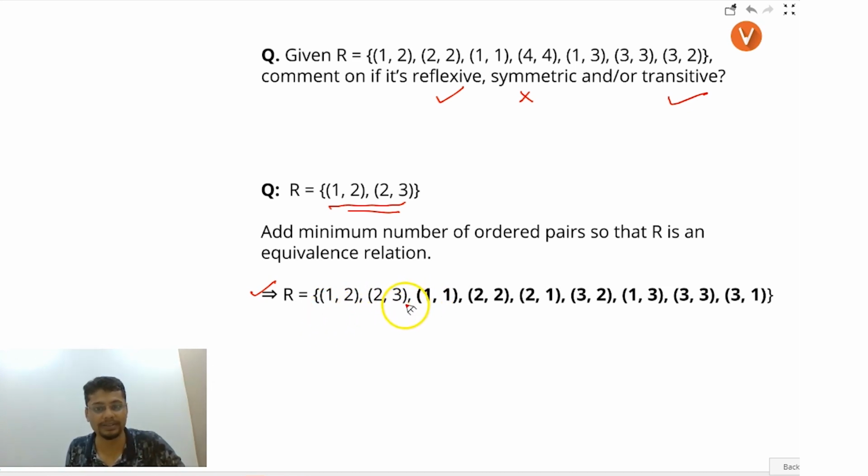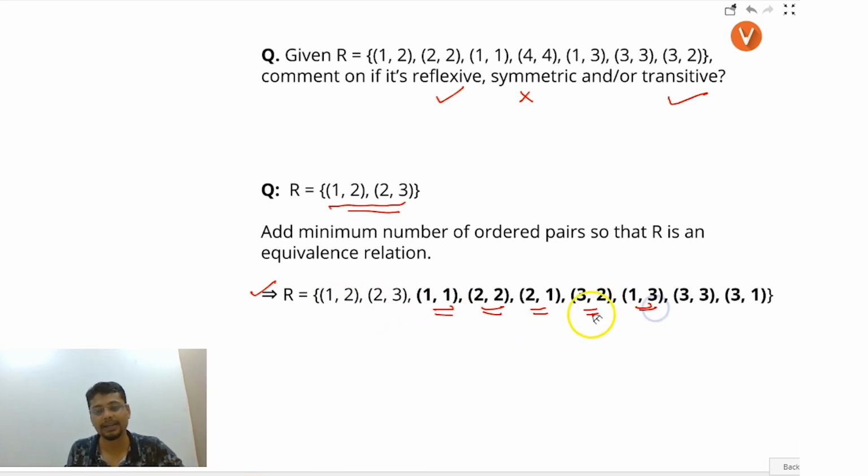So 1 comma 2, 2 comma 3. 1 comma 2 is there, so 1 comma 1 should also be there. 2 comma 3 is there, so 2 comma 2 should also be there. Now coming to symmetric. Reflexive, symmetric, transitive. 1 comma 2 is there, so 2 comma 1 should be there. 2 comma 3 is there, so 3 comma 2 should be there for it to be a symmetric relation. Now coming to transitive, 1 comma 2 is there, 2 comma 3 is there. So that means 1 comma 3 should be there.